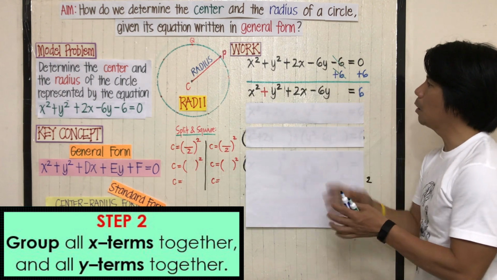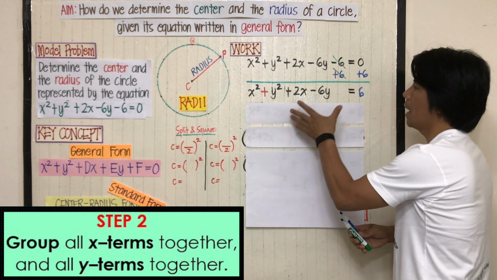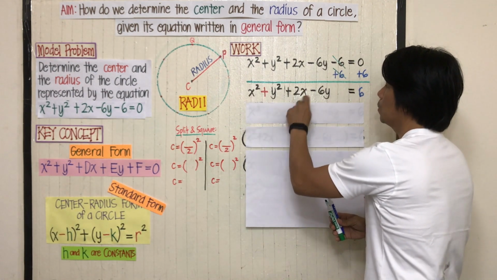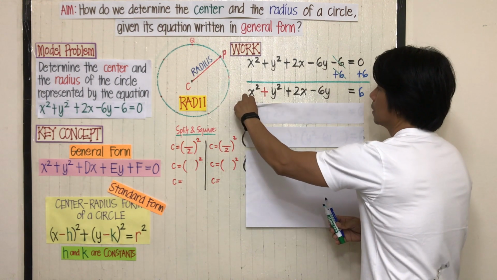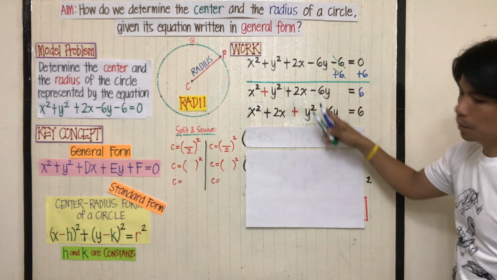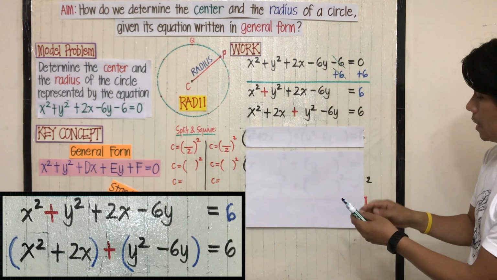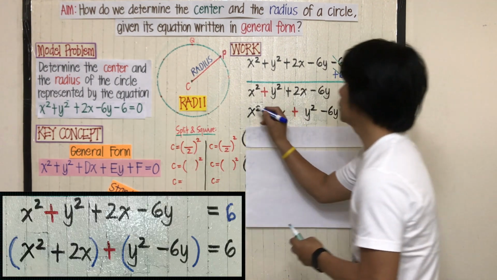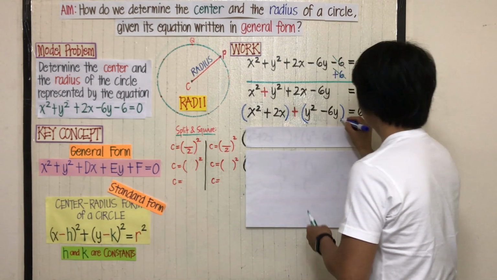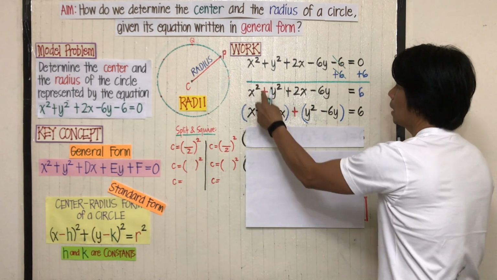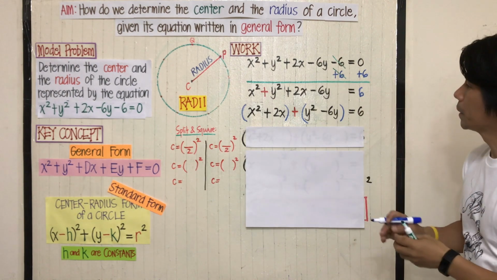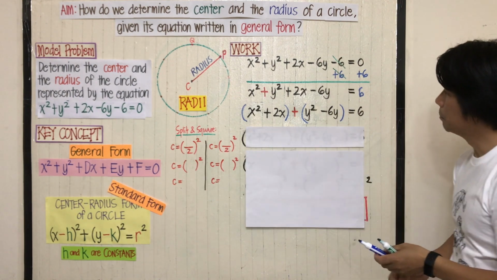Now, step 2. We need to group all the x terms together and the y terms together. Alright, so x squared together with positive 2x. It's right here. And y squared together with negative 6y. So since we're grouping them, I'm going to put a set of parentheses for each group. Now notice that the plus right here, I changed the color so that you can really see the separation from the x and the y's.